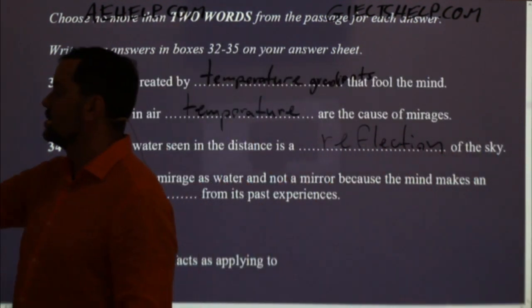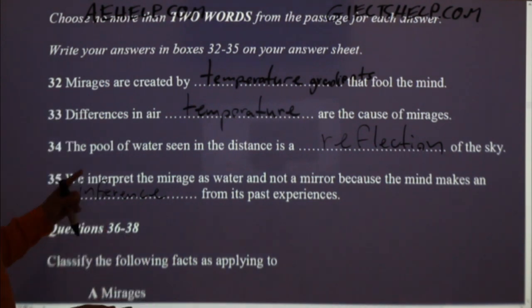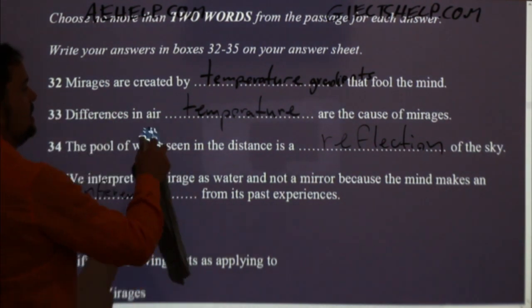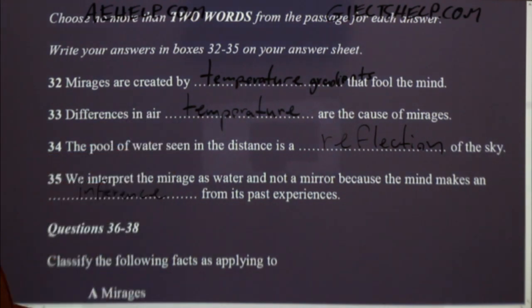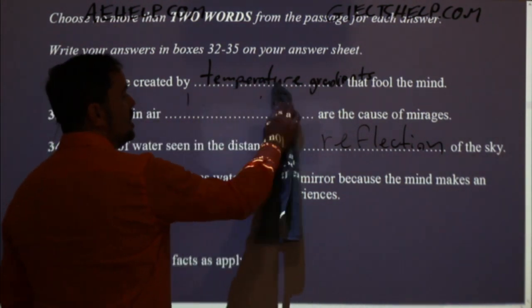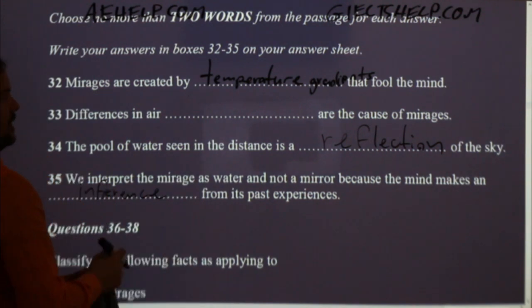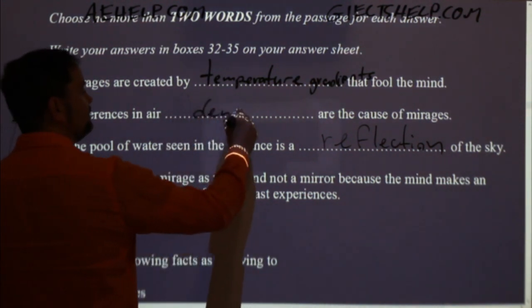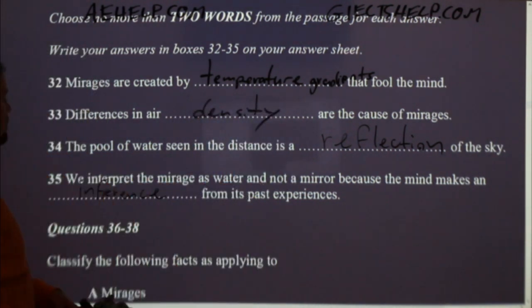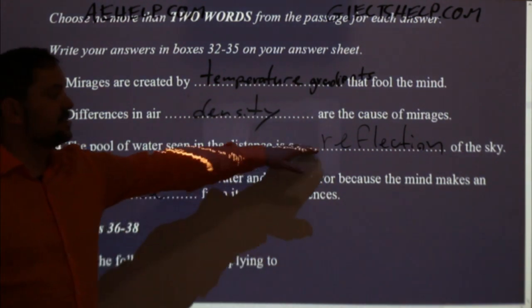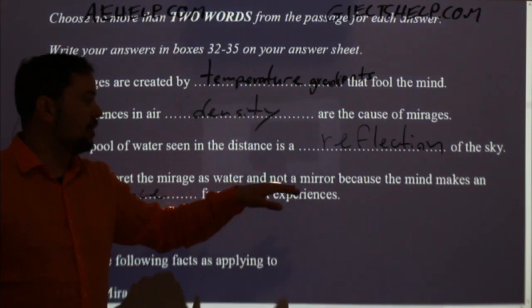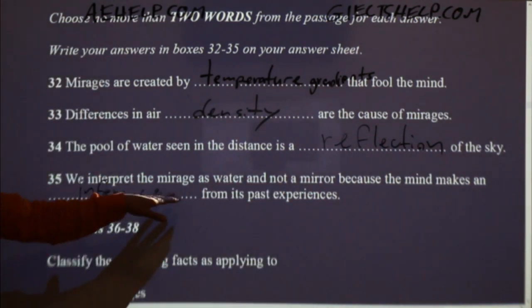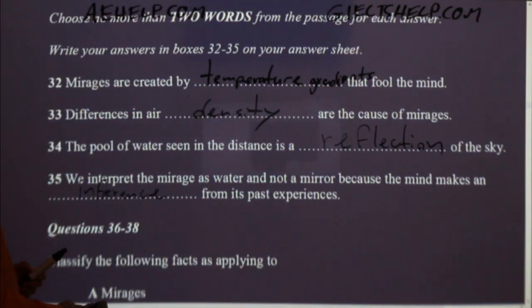All right? So mirages are created by temperature gradients that fool the mind. Differences in air density are the cause of mirages. So density was the correct word there. I think somebody got that. The pool of water seen in the distance is a reflection of the sky, and we interpret the mirage as water and not a mirror because the mind makes an inference from its past experiences.